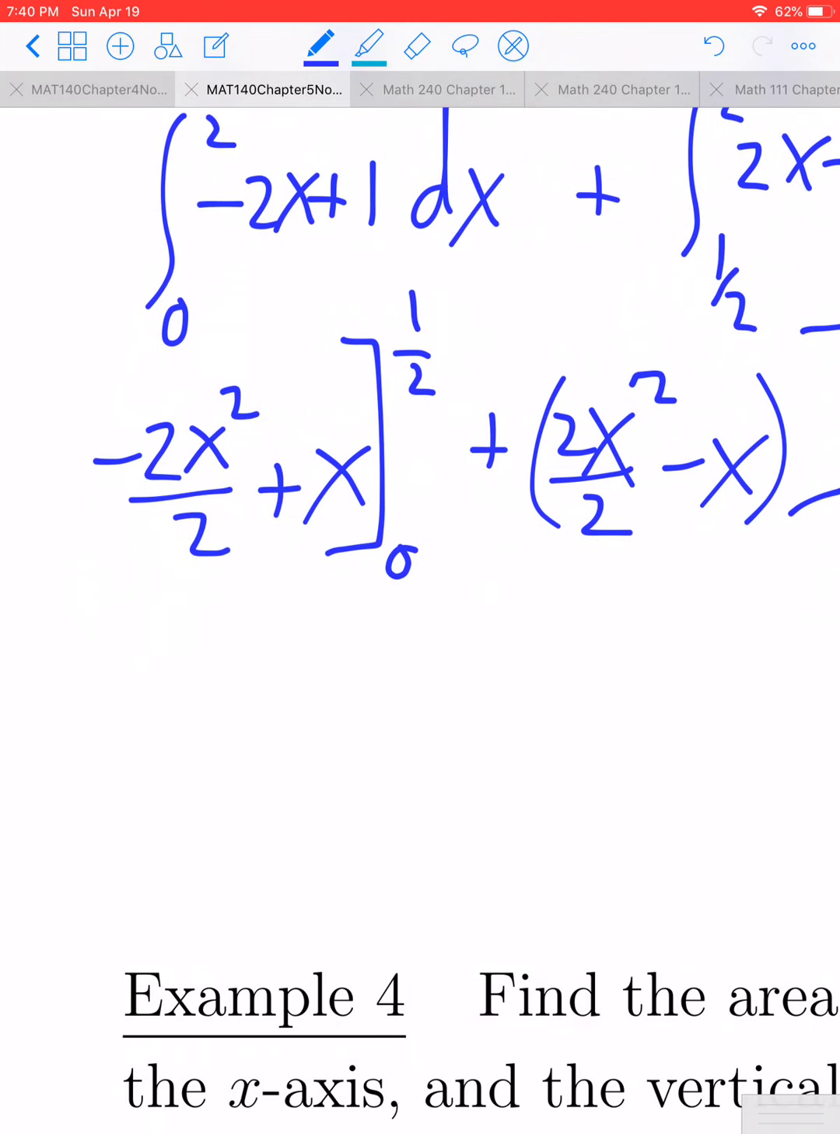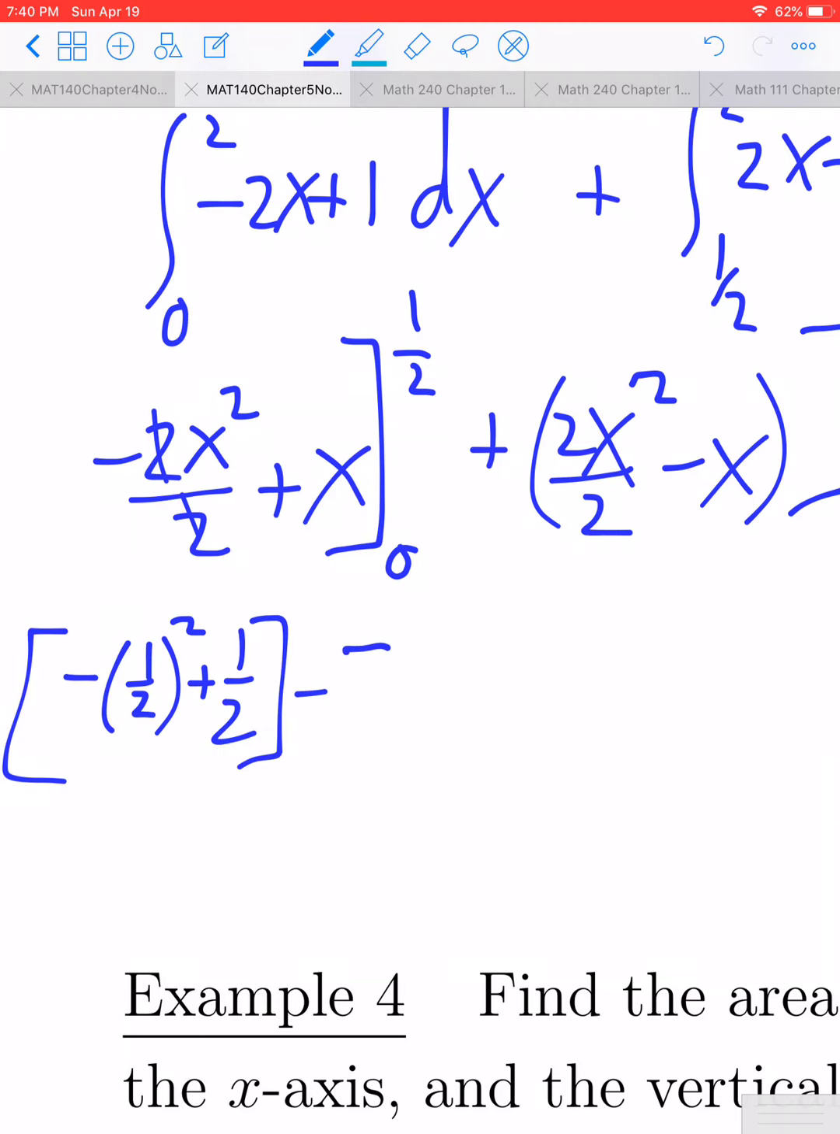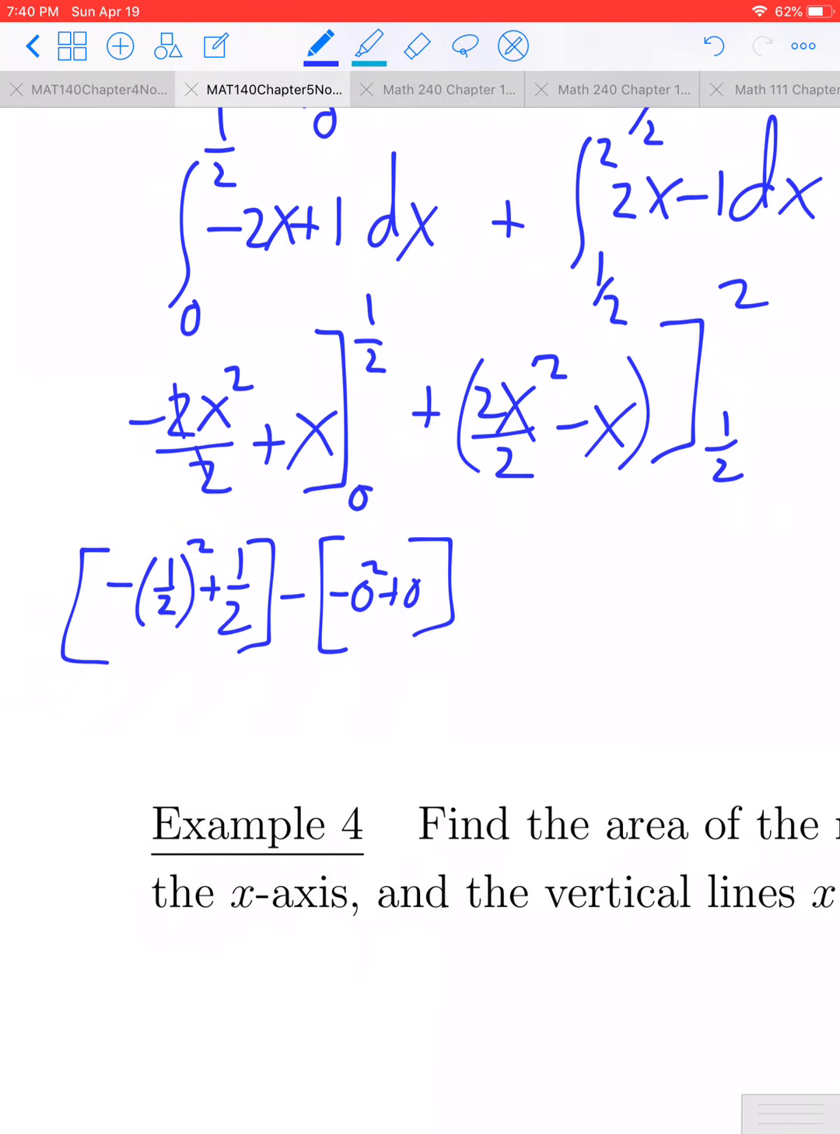I would plug in the upper limit of integration first. I would have negative 1/2 squared plus 1/2, minus negative 0 squared plus 0. This will end up giving us a negative 1/4 plus a half. This part here is just going to be 0.